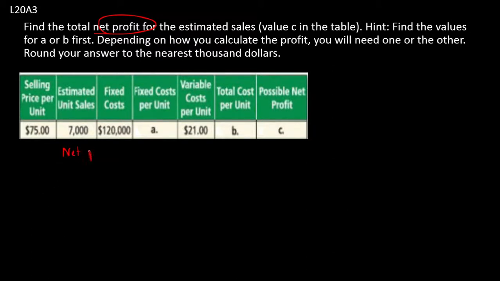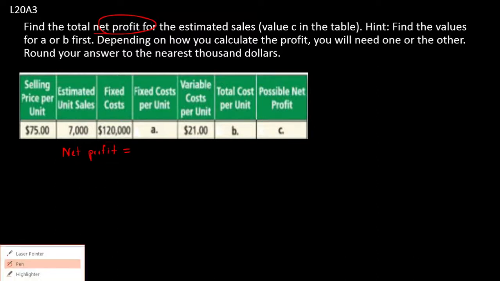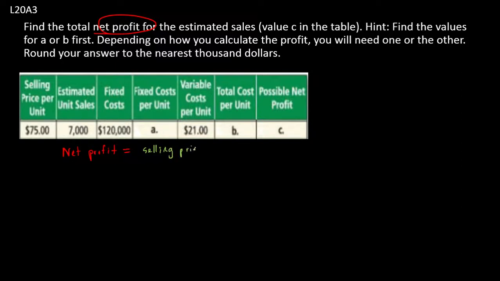So our net profit, or really our possible net profit, is going to be equal to our selling price per unit minus our total cost per unit multiplied by, so that whole piece, we take the difference first and then we multiply by estimated unit sales.